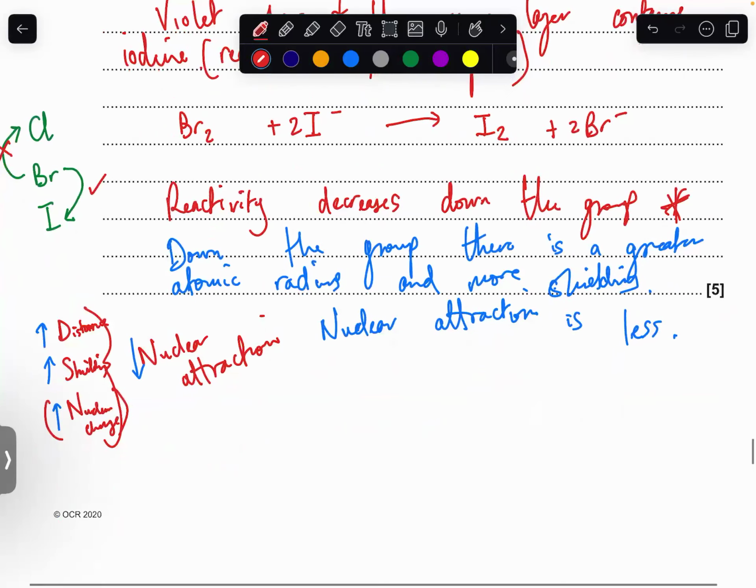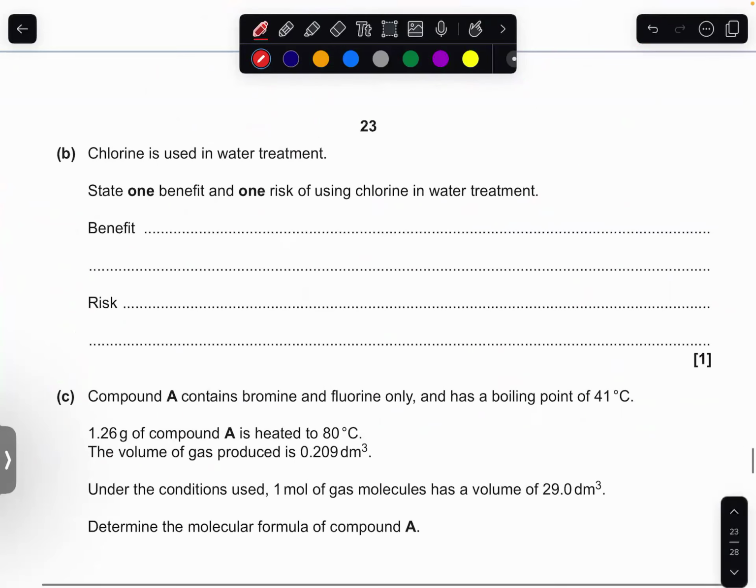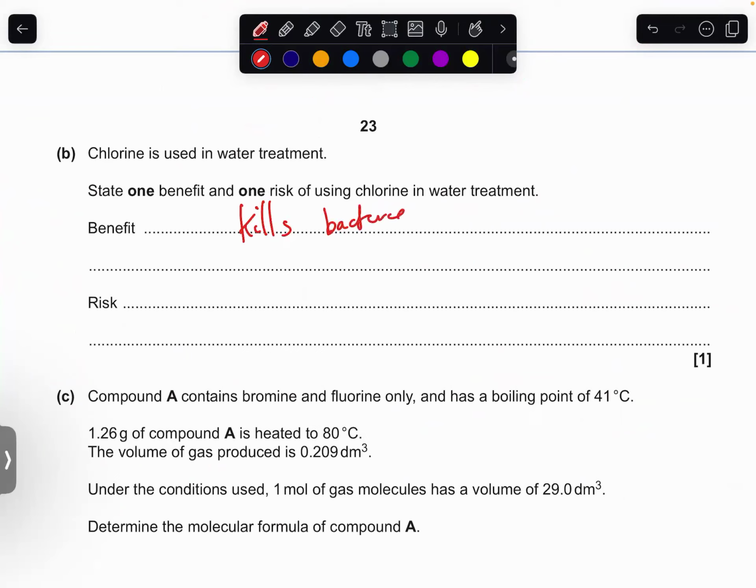Chlorine is used in water treatment. State 1 benefit. Now, the tremendous benefit of adding chlorine to drinking water is that it kills bacteria. Great benefit. Otherwise, we'll be getting infections all the time. What's the downside is that chlorine is toxic. It's poisonous. And it can also go on to form chlorinated hydrocarbons, which themselves are carcinogenic.